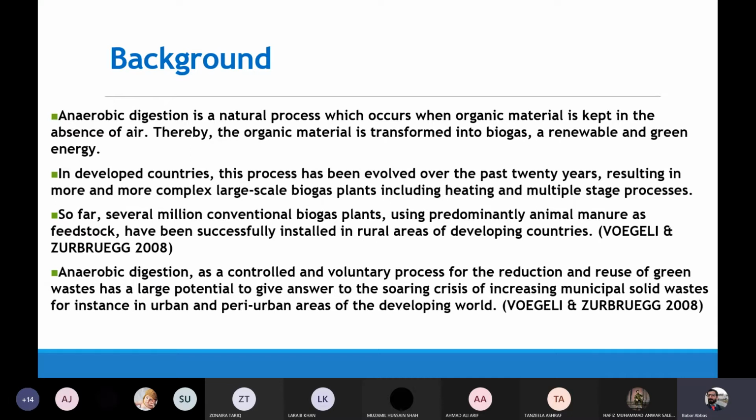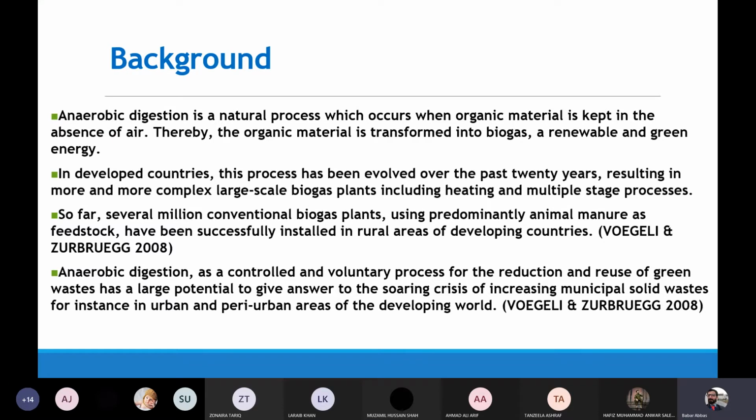For example, anaerobic digestion is a natural process which occurs when organic material is kept in the absence of air. Thereby, the organic material is transformed into biogas, a renewable and green energy. In developed countries, this process has evolved over the past 20 years, resulting in more and more complex, large-scale biogas plants, including heating and multiple-stage processes.